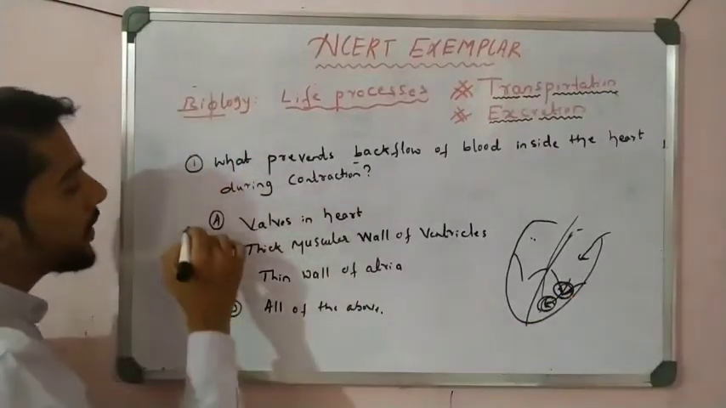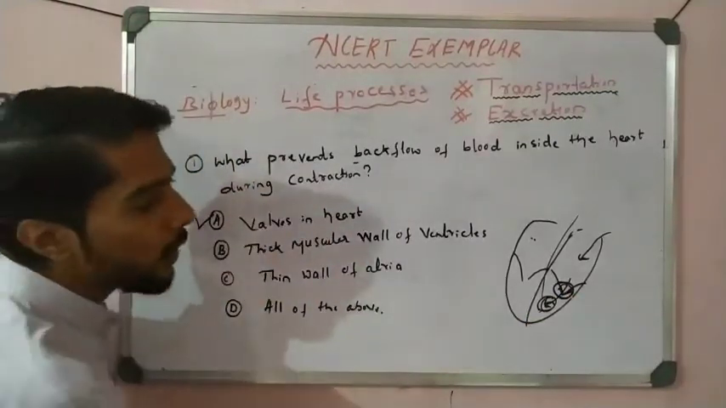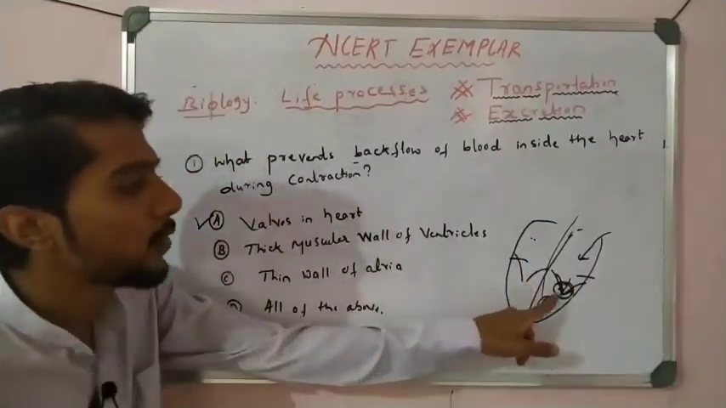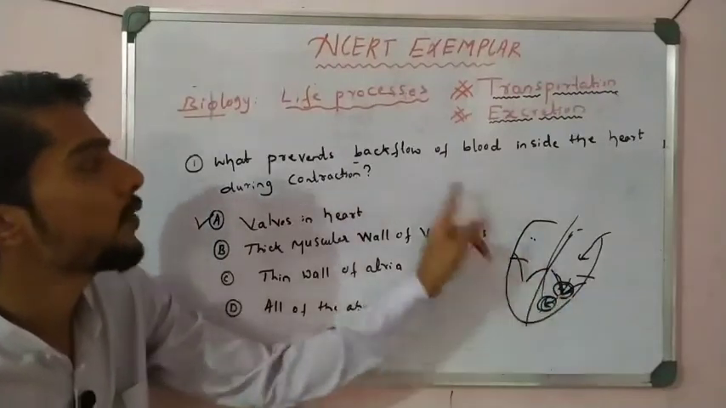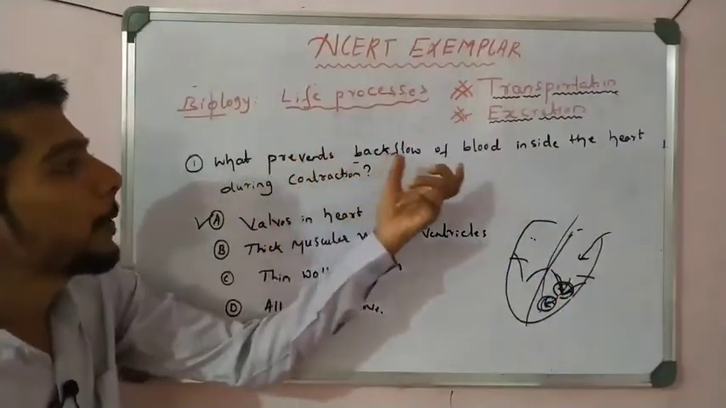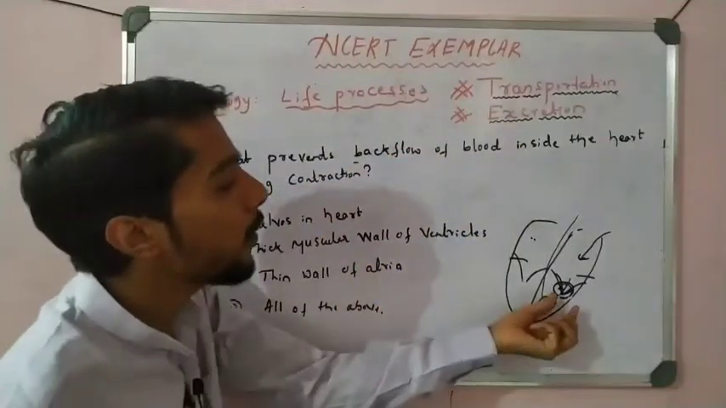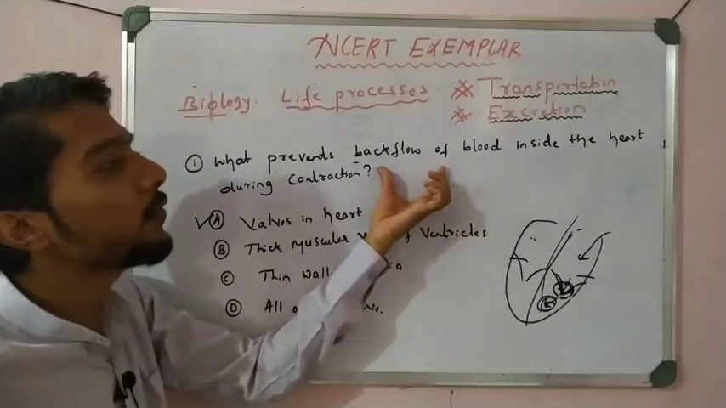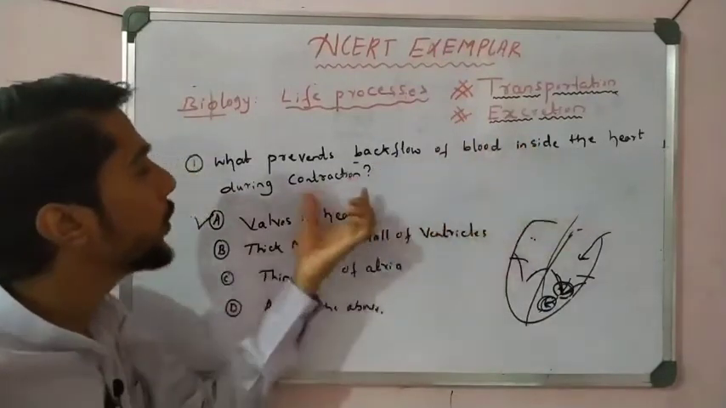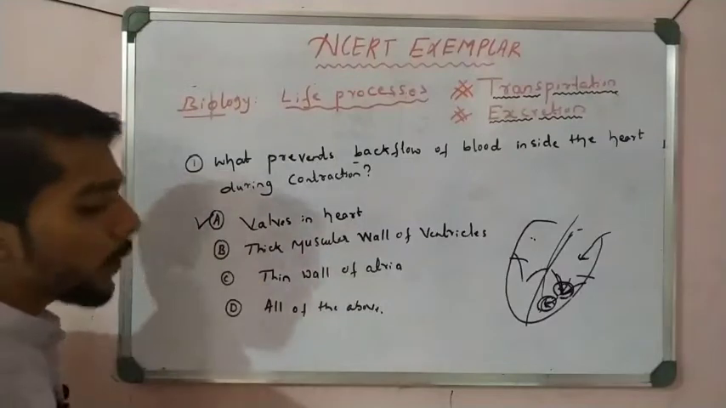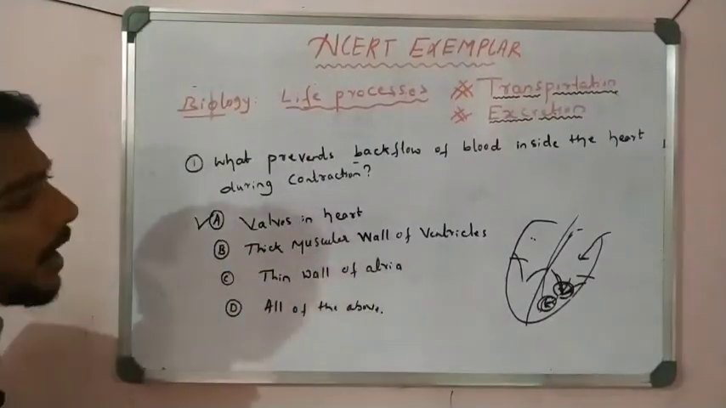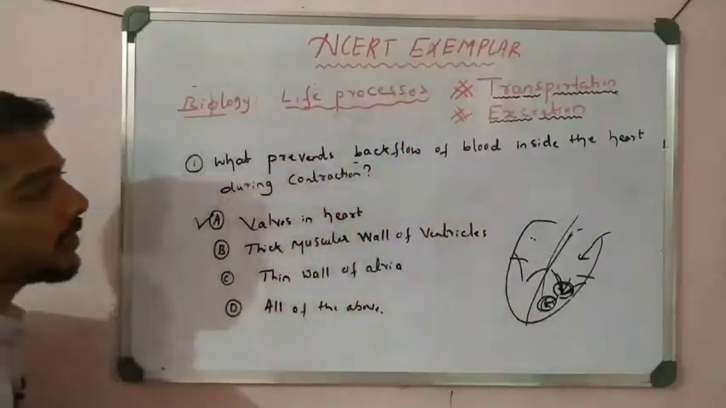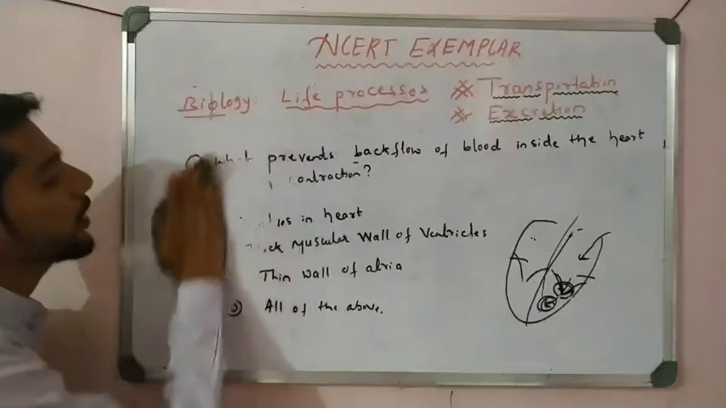So which is the correct option here? The walls in heart. These are the walls, this is the left side and this is the right side. These walls prevent the backflow of blood. The function of the heart walls is to prevent the backflow of blood inside the heart during contraction. So option A is correct. You have to remember this important point, right students?